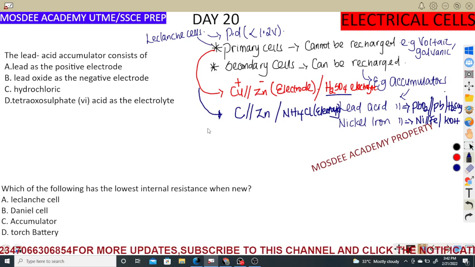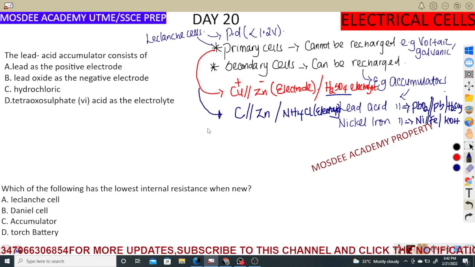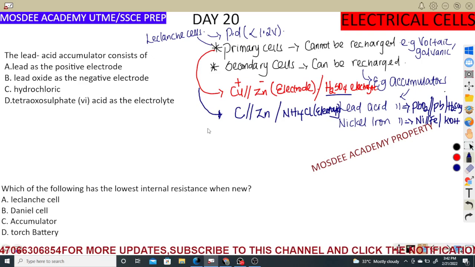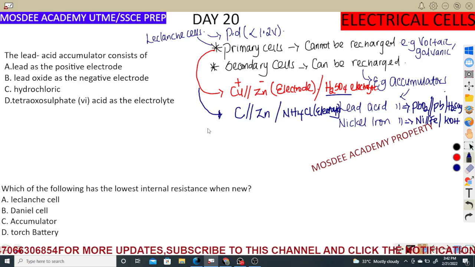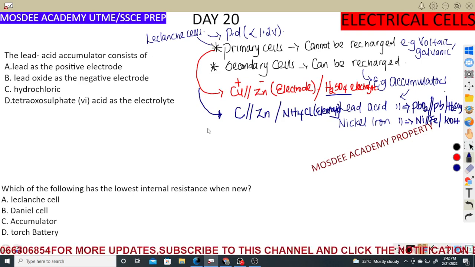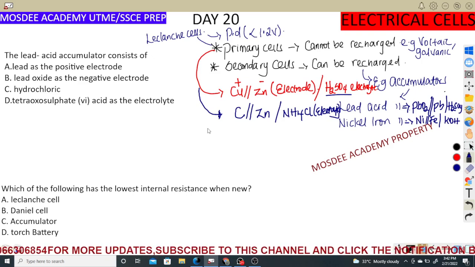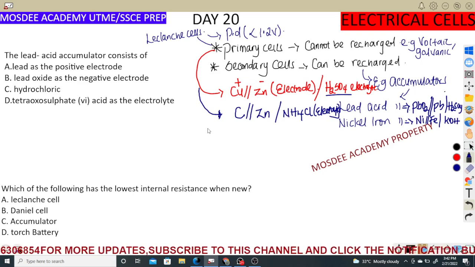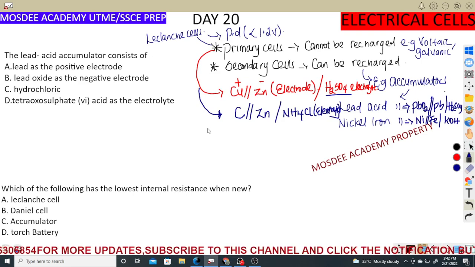The primary cells cannot be recharged. They can only produce a potential of less than 1.2 volts, and because of that they cannot be recharged after use. Secondary cells can be recharged. Examples are accumulators. Most primary cells use carbon, copper, and zinc that is dipped in H2SO4, except the Leclanché cell. You can see the way I'm wrapping up because I have written everything for you.